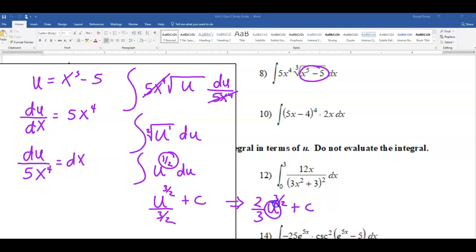Now the next thing we're going to do is replace the u with what u equals. And so the final answer here will be 2 over 3 times x to the 5th minus 5 to the 3/2 power plus c.